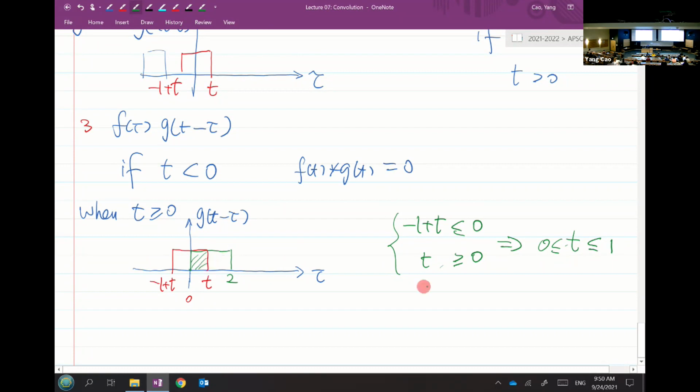So I call this a pattern. Let's say I call this pattern number 1. Under this range of t, the integral only is meaningful between 0 and t.